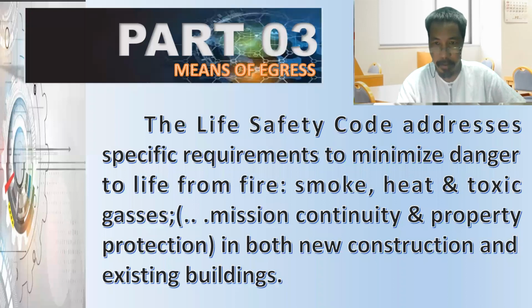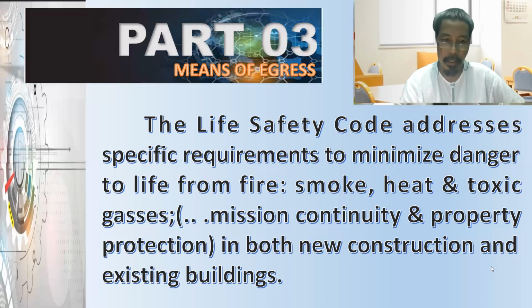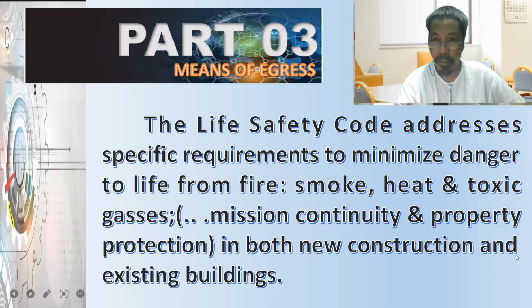Let us take a look and start with the objective of the code. This code objective is to minimize danger to life from fire, and that involves smoke, heat, and toxic gases. Mission continuity and property protection are also somewhat related, but take note, the main purpose is minimization of danger to life in both new construction and existing building.